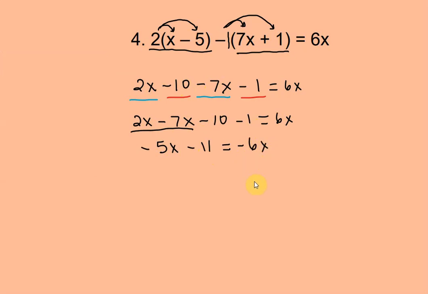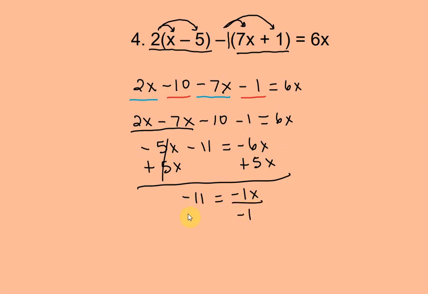Okay, we need the x's together. So which x should we move? Not the one that's by itself, because we don't want to get our equation lopsided. So we're going to move the negative 5x by adding 5x. Okay, so I have negative 11 equals negative 1x, or negative x. And I want my x to be positive, so I'm going to divide by negative 1. And that gives me a positive 11 for my solution.